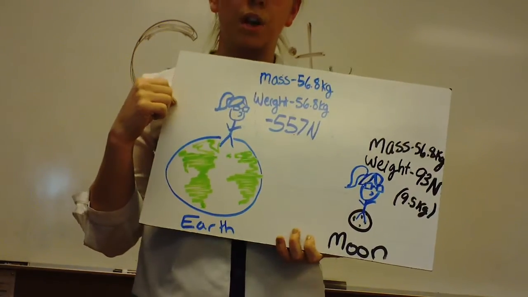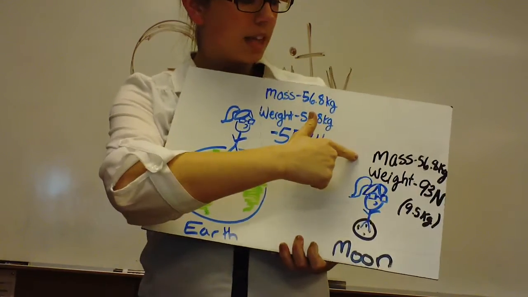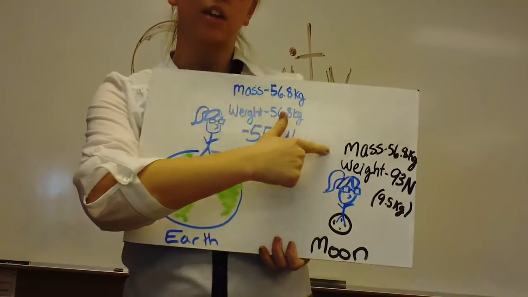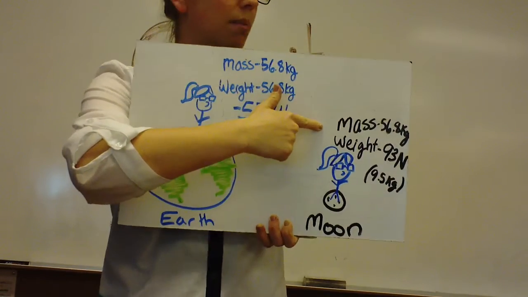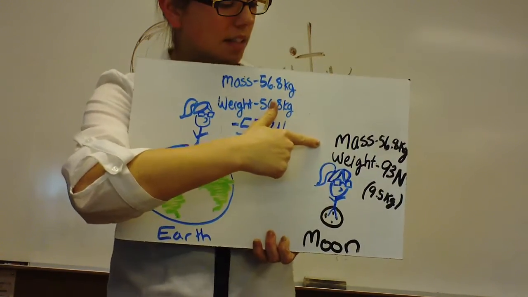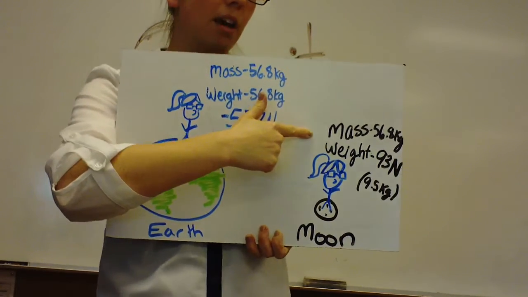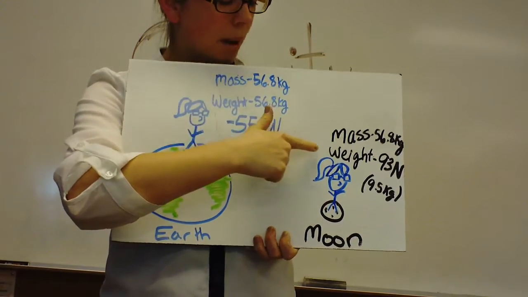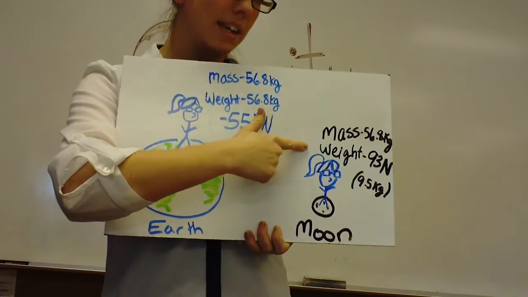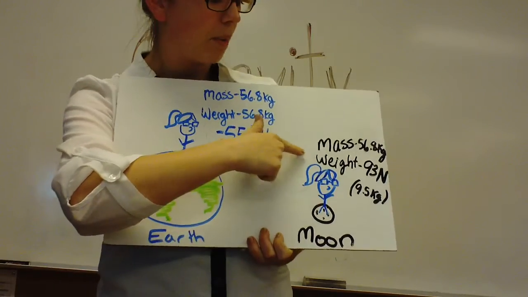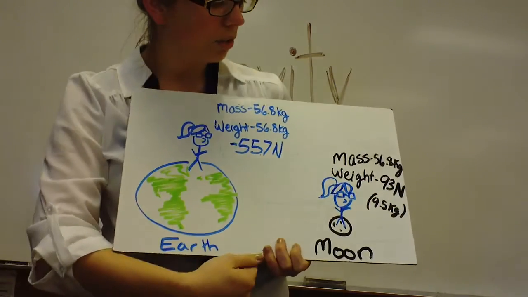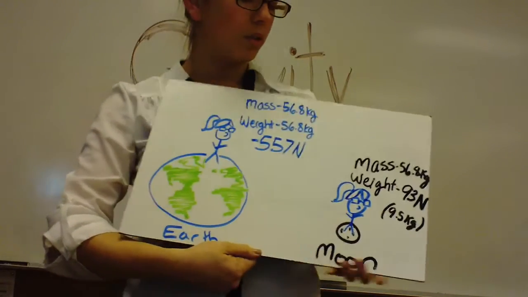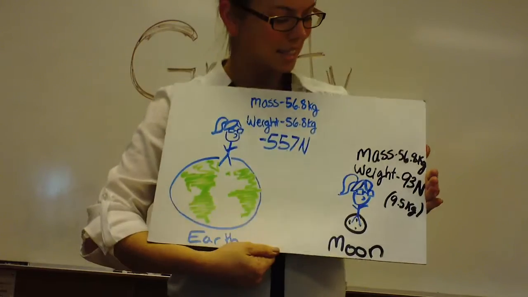And on the moon, my mass would stay the same. I would still be 56.8 kilograms on the moon because I'm still made of the same amount of stuff. But because gravity pulls me down less, my weight is actually 1/6 of what it is here on Earth. So my weight would be 93 newtons. Yep, 93 newtons is my weight.